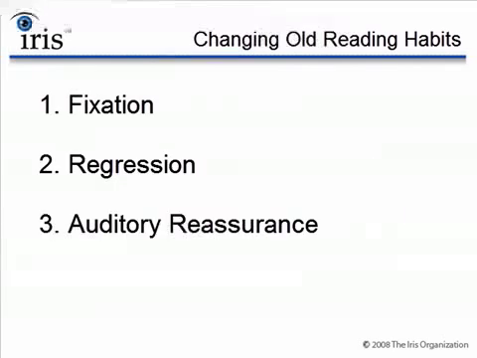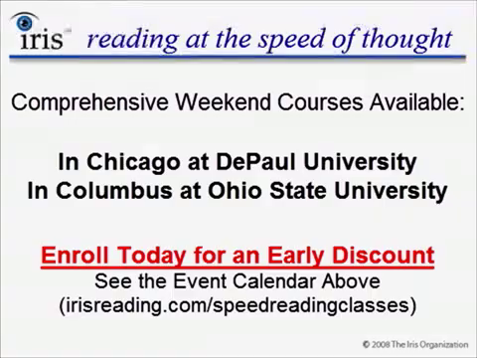So in this lesson we've covered 3 old reading habits that absolutely need to be changed if we want to start reading faster, comprehending more, and remembering more. The first habit was fixation. We want to stop focusing on each and every single word, and instead we want to be focusing on groups of words. The second habit was regression. We don't want to be going back constantly, so we need to improve our focus. And auditory reassurance, we don't want to be saying every single word in our head as we read. So these are some habits we're going to be working on in the coming lessons.